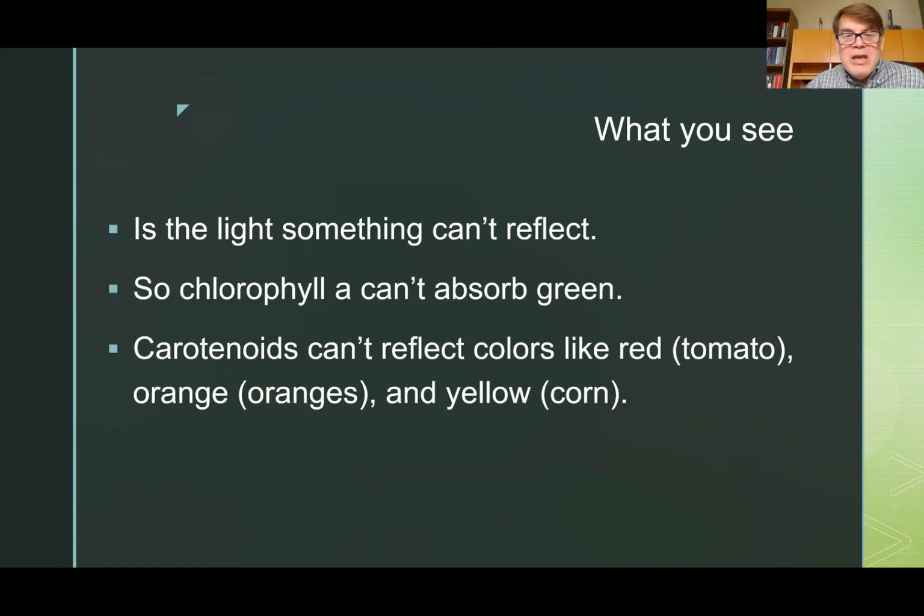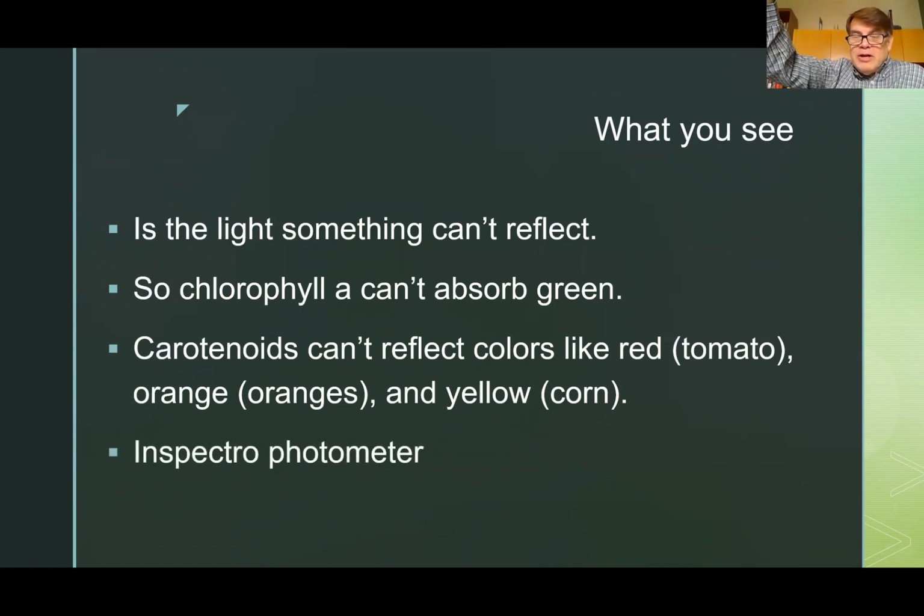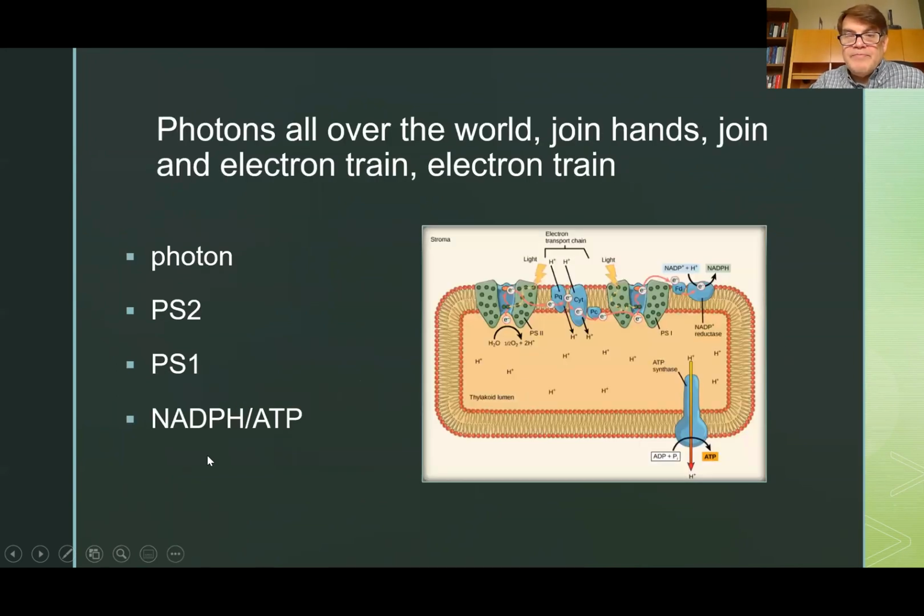I could be wrong. Okay, so a spectrophotometer is an instrument that can tell you which wavelengths a particular item is absorbing. Spectrophotometer. And it's taking a picture of the spectrum, right? Okay, so that's what we see.